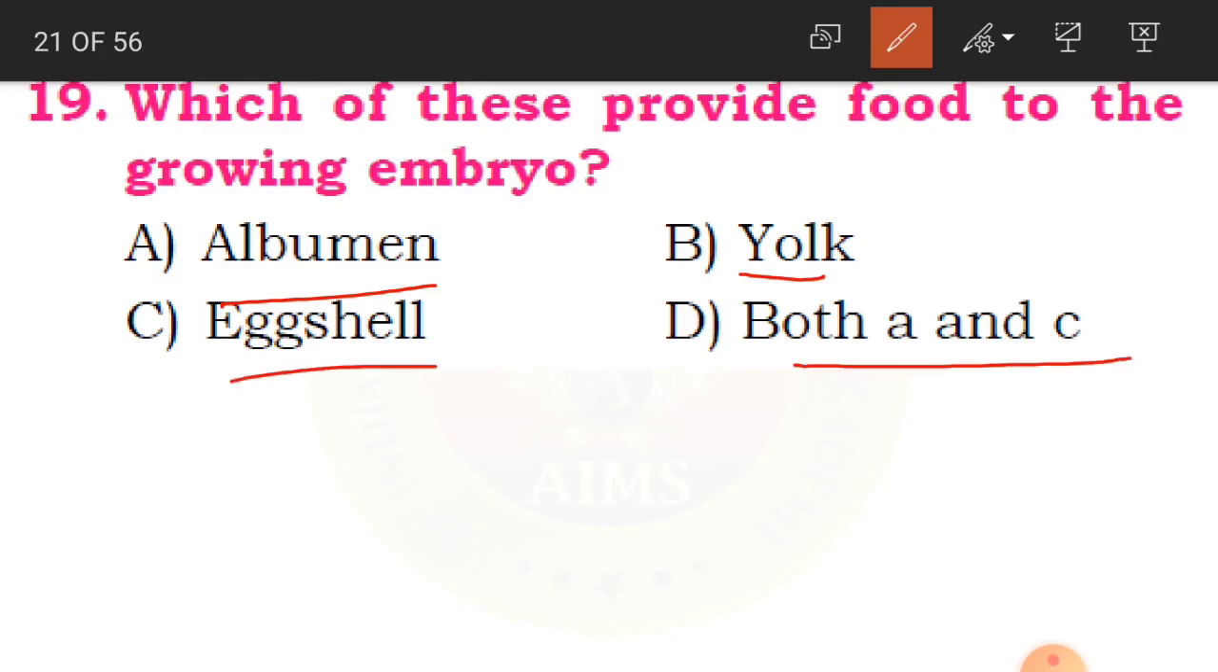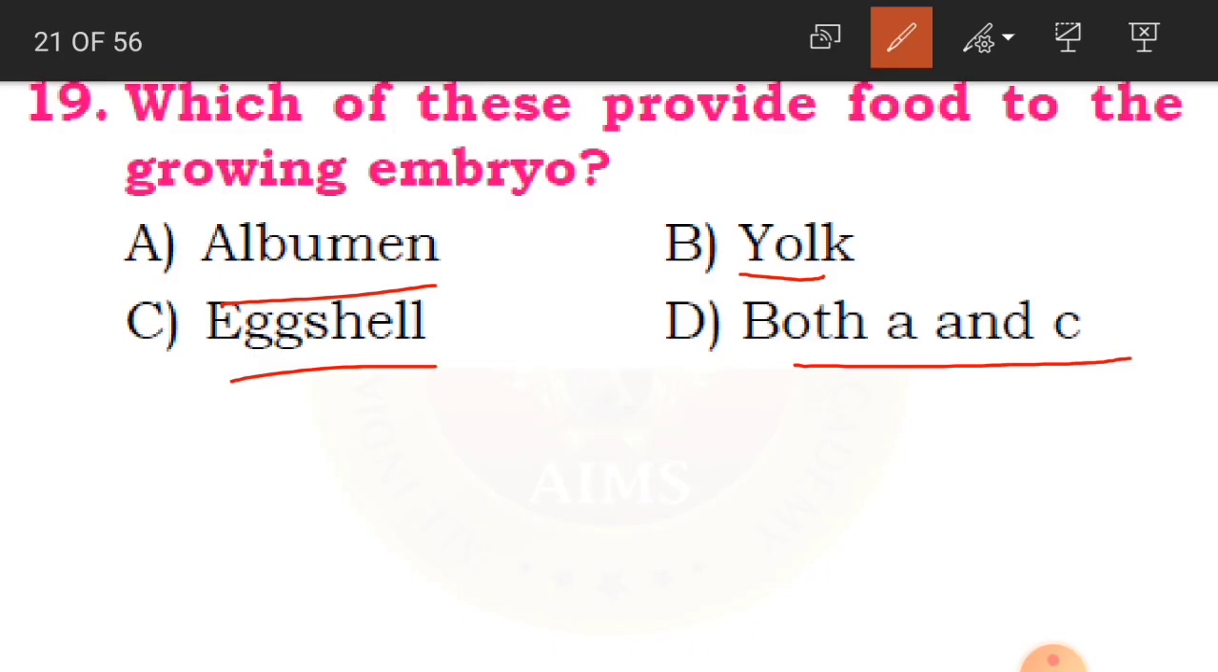Okay. So we are talking about the egg here. Inside the egg, we have got an embryo. Embryo is in the sense the baby, the young baby which has to be developed, which has to be hatched. Okay, children. And which of these is going to provide food to that growing embryo?